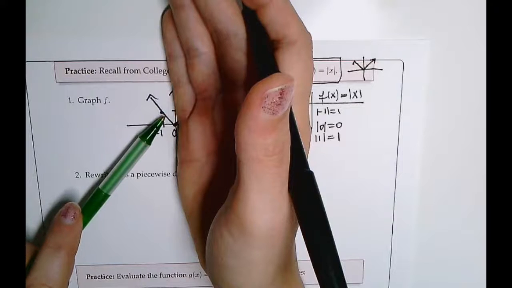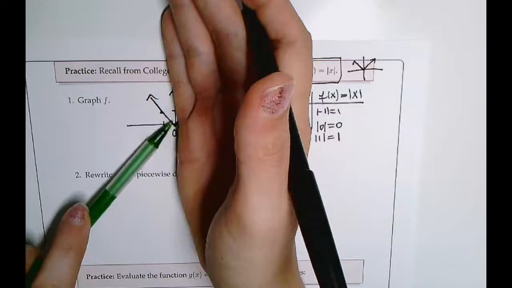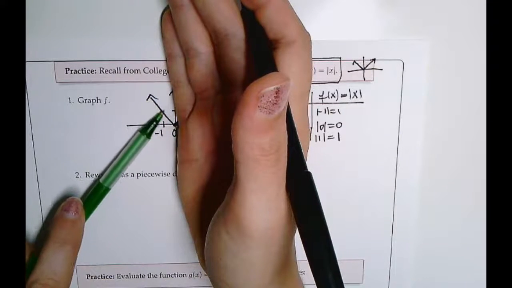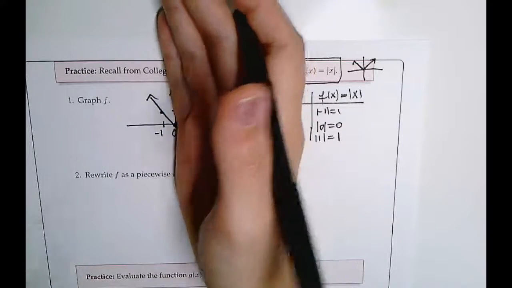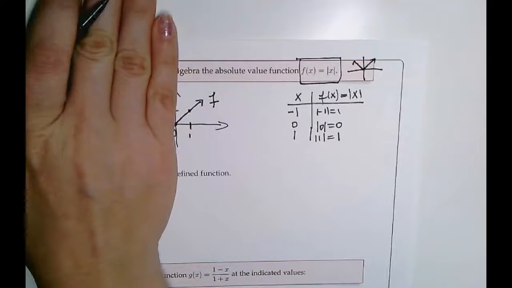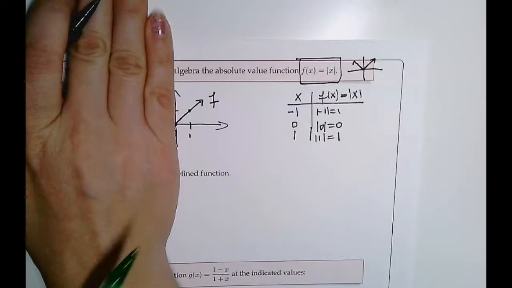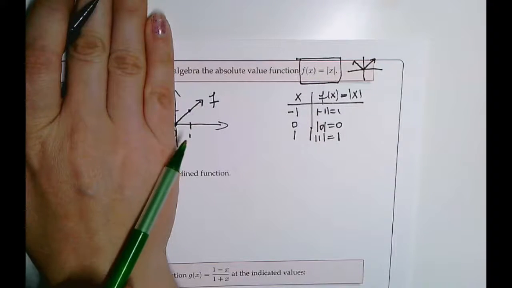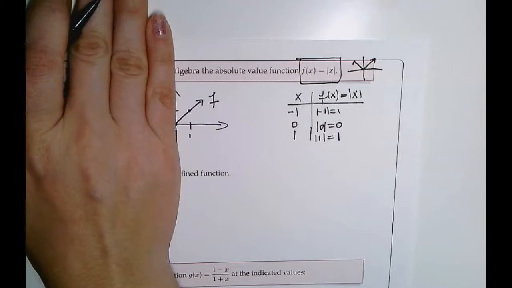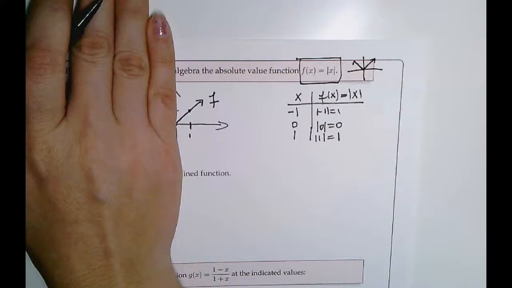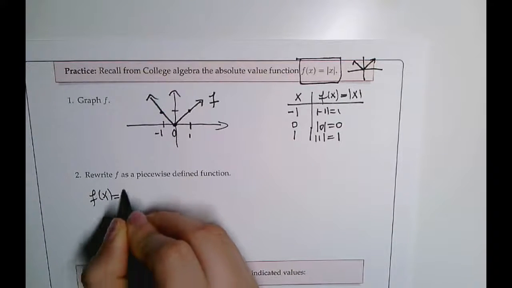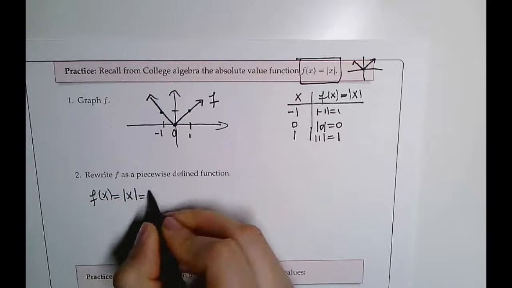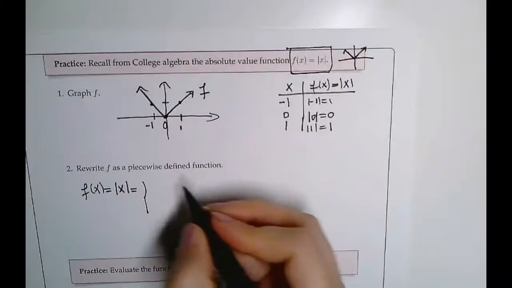So the piecewise defined function is a line with negative slope, with -1 as slope on this piece, and on the other piece, it's also a line, but with slope 1 and y-intercept 0. So the absolute value function is actually a piecewise defined function. So I can rewrite the absolute value of x as a piecewise defined function.